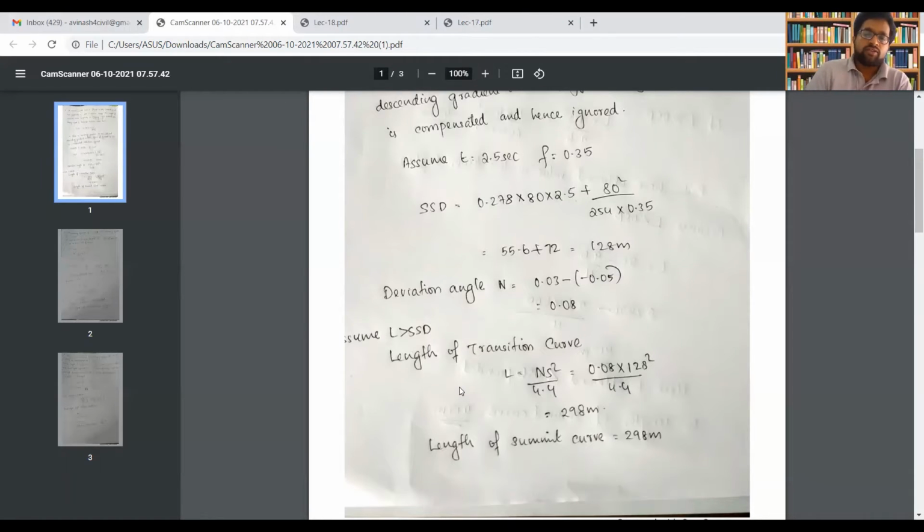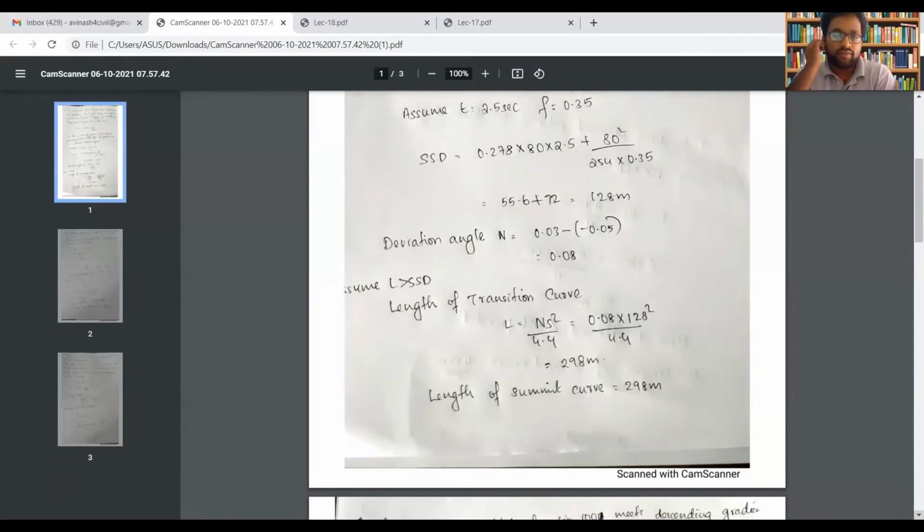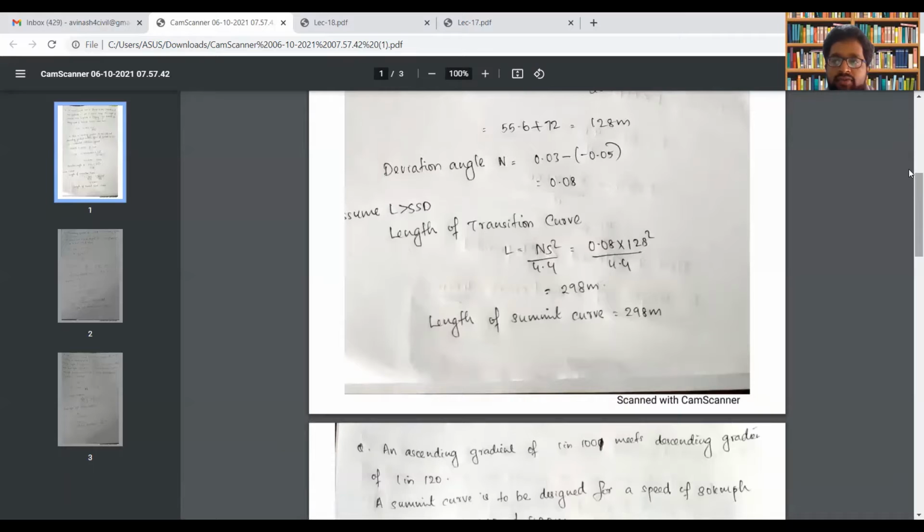So the length of transition curve can be written as L is equal to NS square divided by 4.4, where N means the deviation angle 0.08 into S, the stopping sight distance, 128 square divided by 4.4. That will give you the length of transition curve as 298 meter. So here you have obtained the length of summit curve as 298 meter.